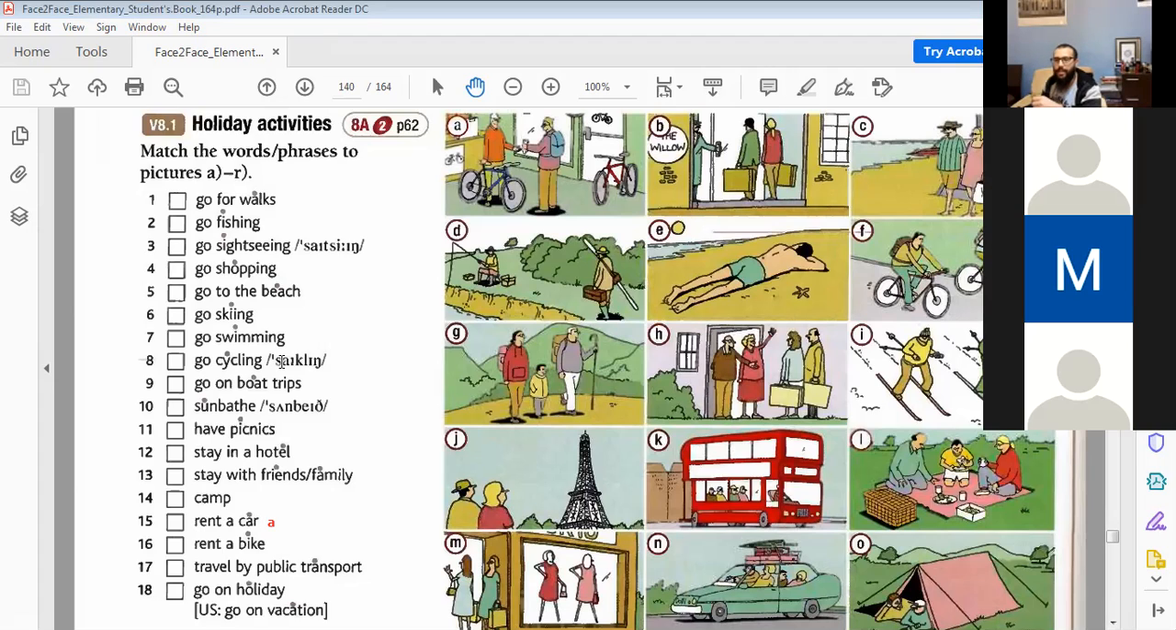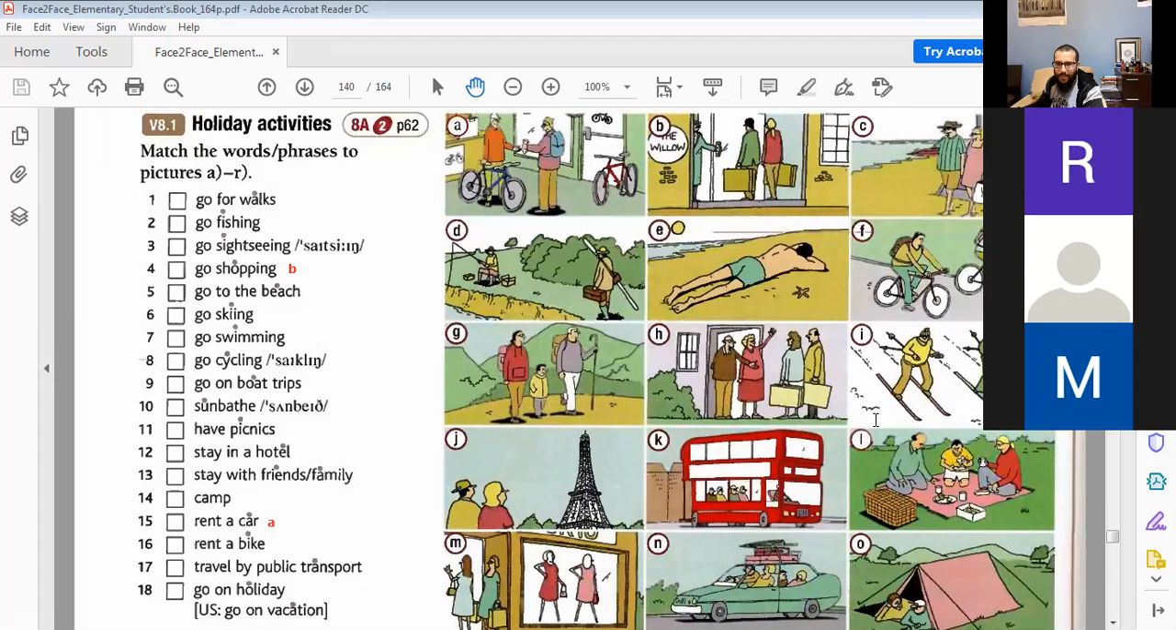What about B? What's this? Shopping. I think shopping. Okay. What about C? Go to the beach. Go swimming or go to the beach? Go fishing? No. I think go to the beach, right? Yeah, maybe go to the beach. Okay, so this is C.